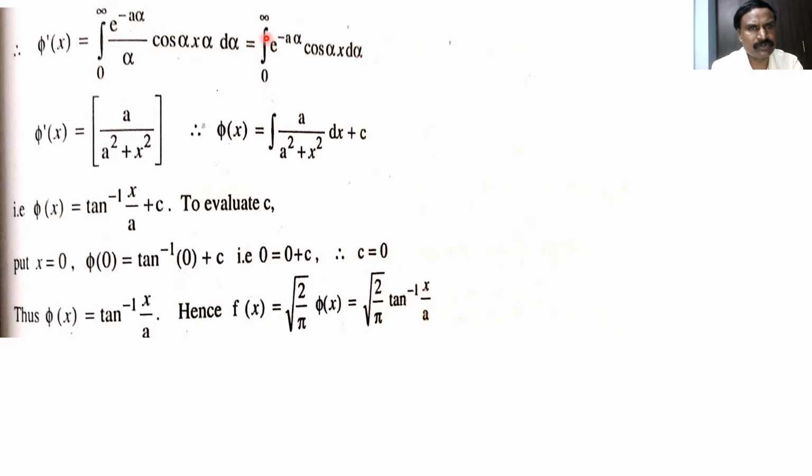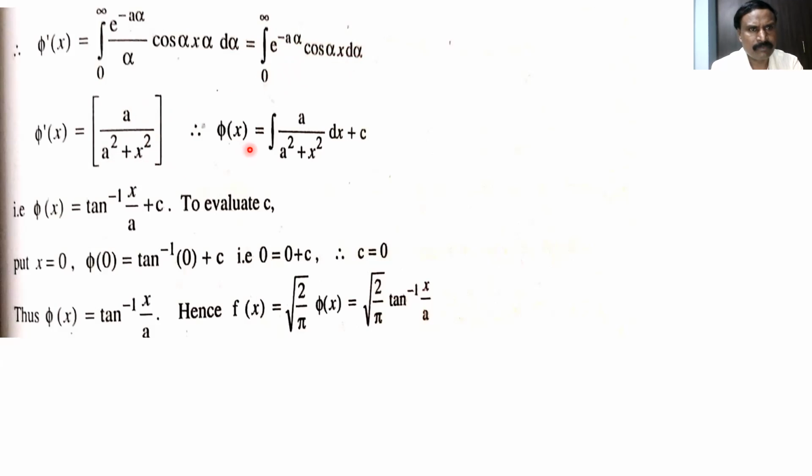That is the integral from 0 to ∞ of e^(-aα) α cos(αx)/α dα. The α cancels, and φ'(x) is equal to this standard integral. The integral from 0 to ∞ of e^(-aα) cos(αx) dα is written as a divided by a² plus x².